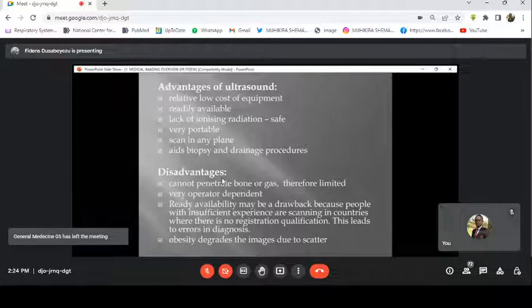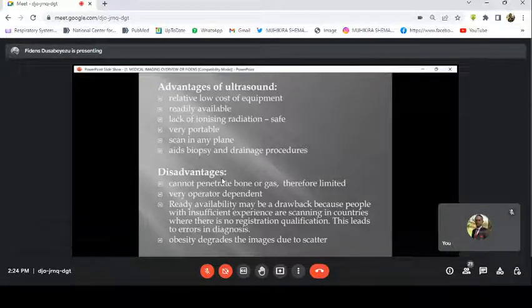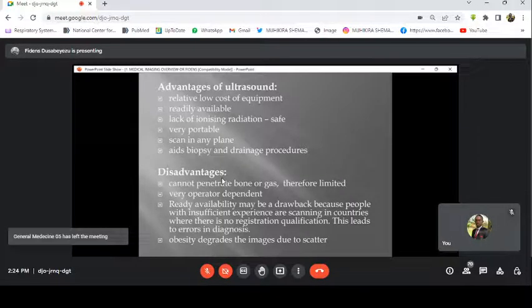Now the disadvantages. I told you, it cannot penetrate bones or gas. Bones and gas are enemies of ultrasound. So when you want to see a disease of the bone or in the stomach, don't think you can use ultrasound and see the region well.